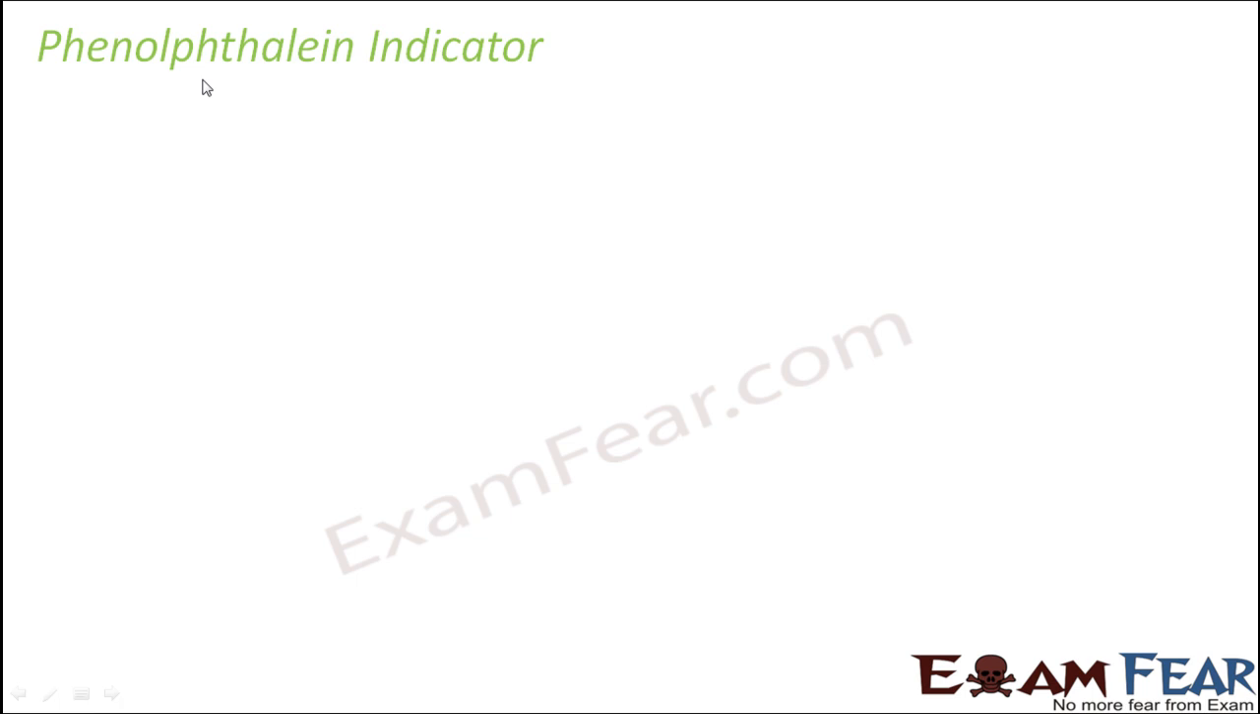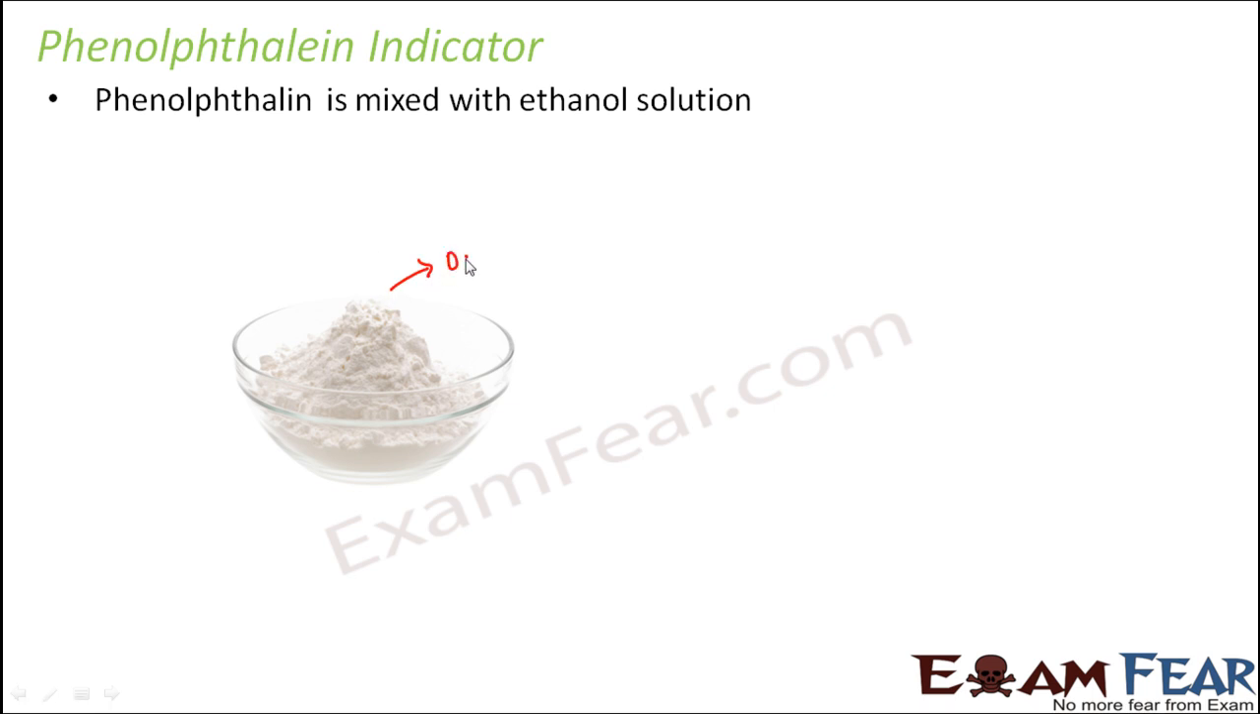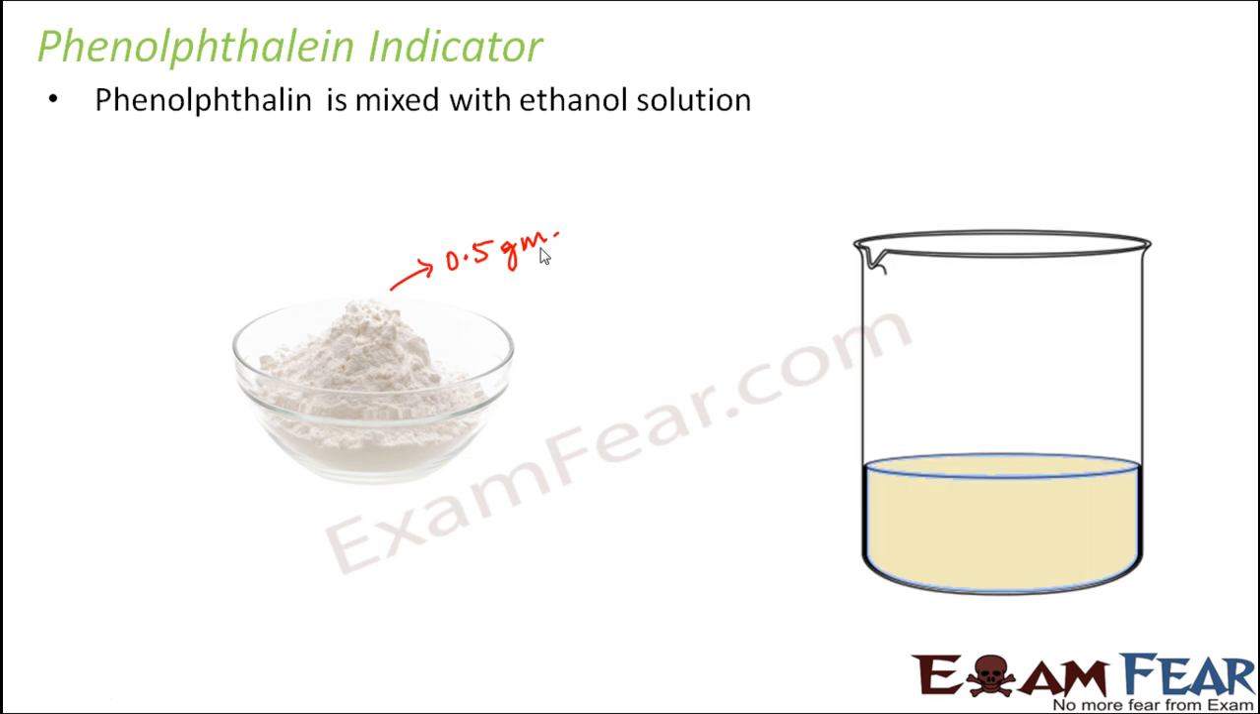So let's see how do we prepare the phenolphthalein indicator. So in that case, we take some phenolphthalein. So phenolphthalein is actually obtained in the form of powder. So that powder form of phenolphthalein, little bit of powder is taken and then it is mixed with ethanol solution. So this is how the phenolphthalein powder looks like. So when I say some amount of phenolphthalein powder, a very little amount, as little as 0.5 grams of phenolphthalein powder should be enough, and then it is mixed with around 50 milliliter of ethanol solution.